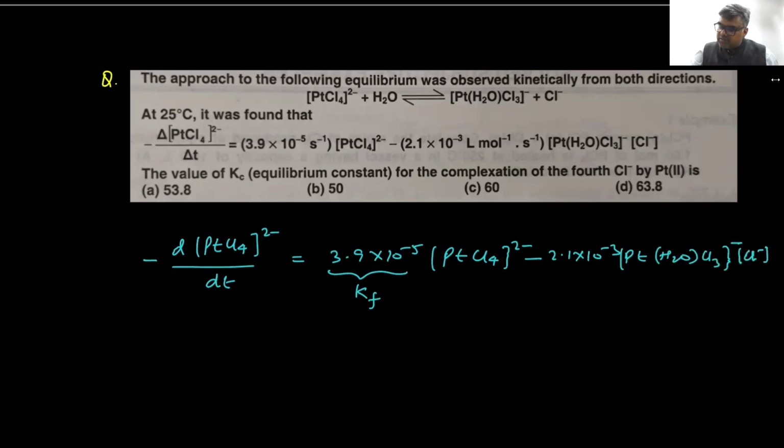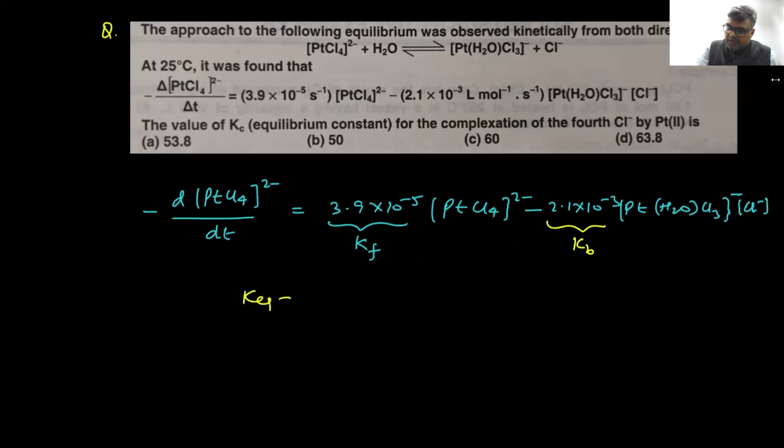The second half is the backward reaction, so this can be referred to as Kb. And you all know that the equilibrium constant can be written as Kf upon Kb, the rate constant of the forward reaction by the rate constant of the backward reaction. So the forward reaction rate constant is 3.9 × 10^-5 upon 2.1 × 10^-3. This is the result.